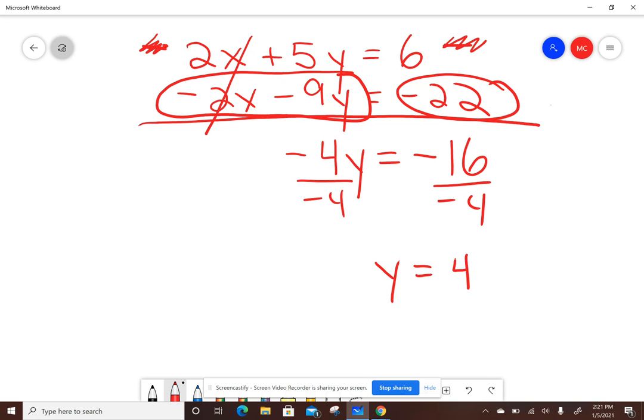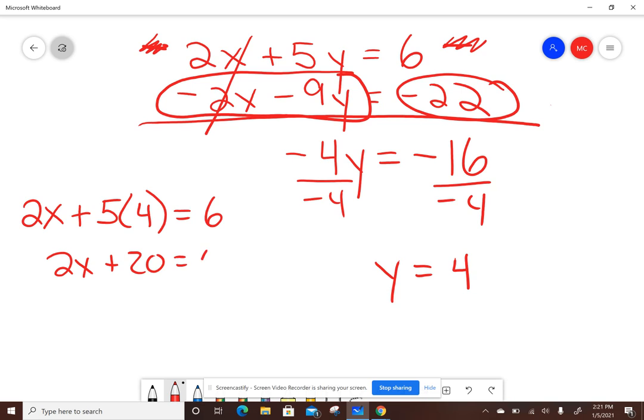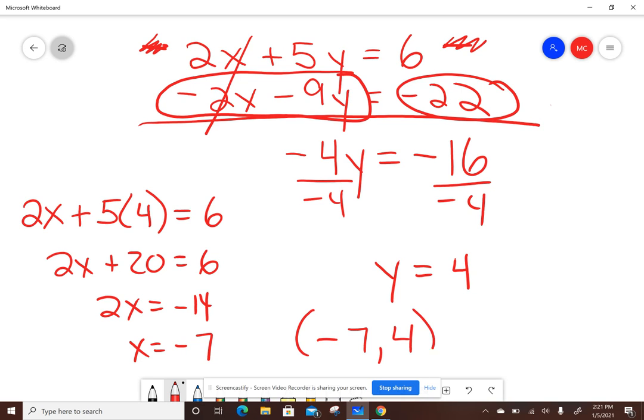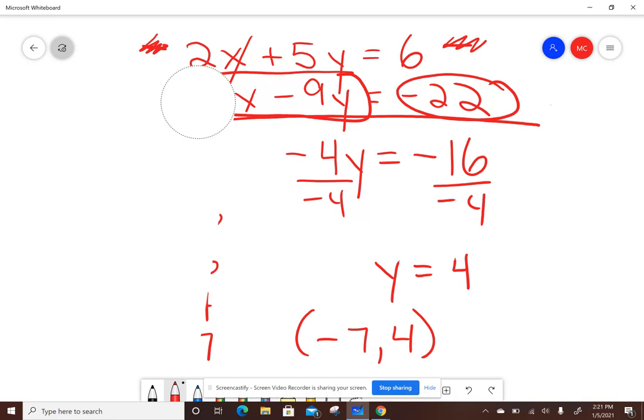Now, once I know y equals 4, I take either equation and I substitute 4 for y. And 2x plus 20 equals 6. 2x equals negative 14. X equals negative 7. So I end up with negative 7, 4 as an answer. Okay? And this is the elimination method.